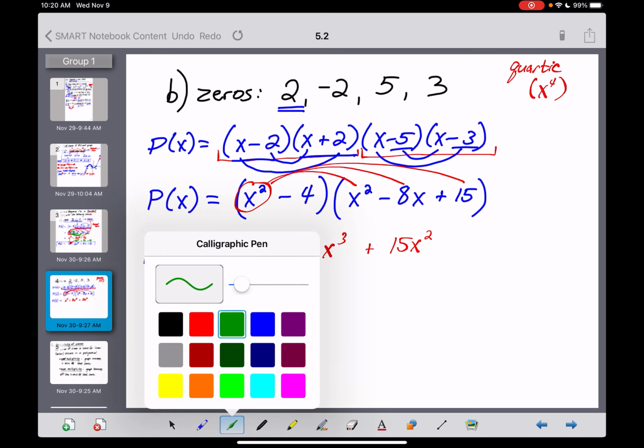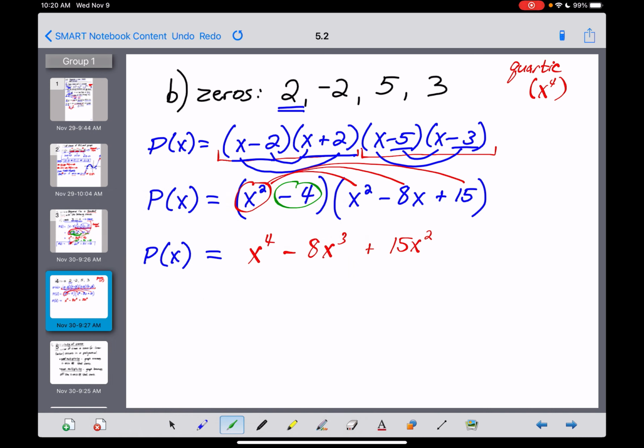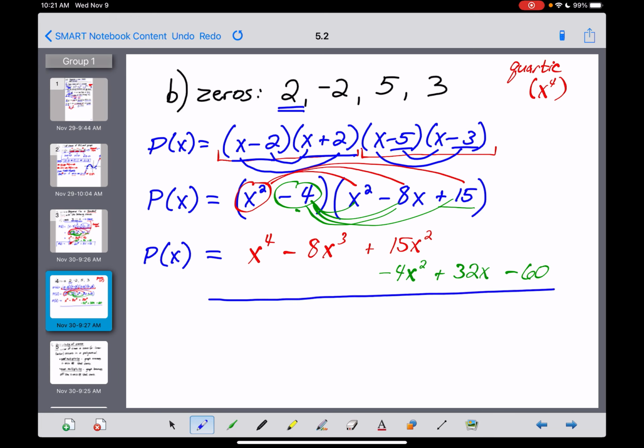Done with that part, let's switch to green now. And now we're going to distribute this negative 4 just on the bottom side. Negative 4 times x squared is negative 4x squared. And I'm going to write that under the x squared term that's already there. Now I think I'm in no man's land. Negative 4 times negative 8x is a plus 32x, and a negative 4 times a positive 15 is going to be a negative 60. Okay, I think that's as much as we can do right there, so let's write it all out now, and this should be our final answer.